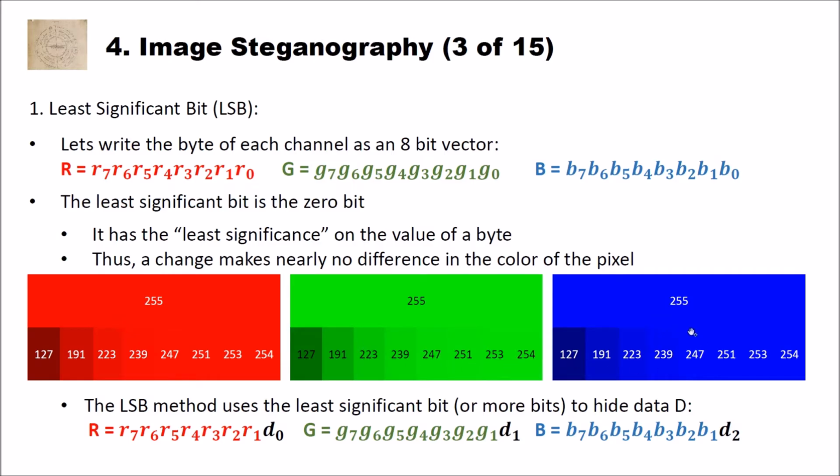The same applies to the blue channel here. I can see a difference only here, in the change of the 0, 1, 2, 3, 4, 5th bit. And from this one on, you can also see a change in the blue value.